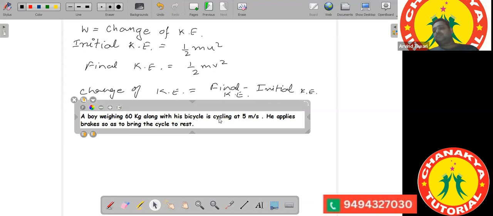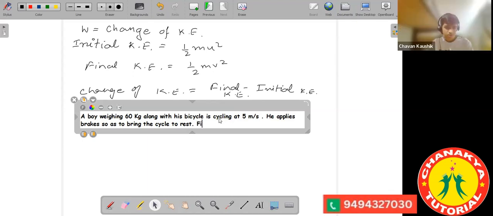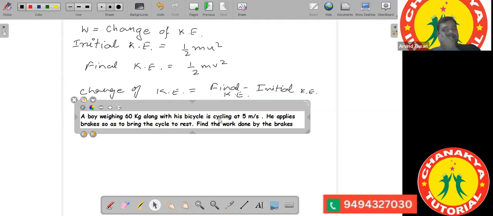Yes. Chavan, Harini, Neil, everyone, can you see the question? Yes, sir. Visible. Okay. So start solving. Sir, how much are we taking gravity as? There is no role of gravity.